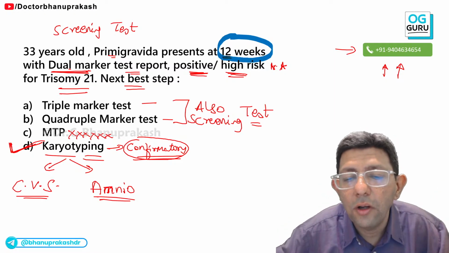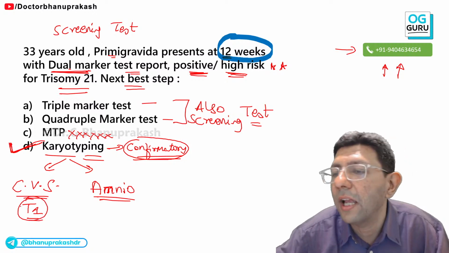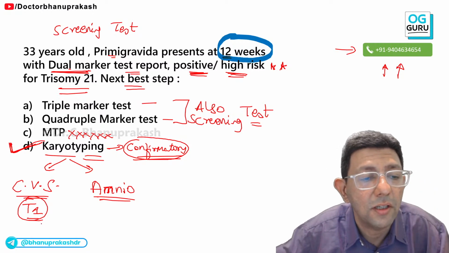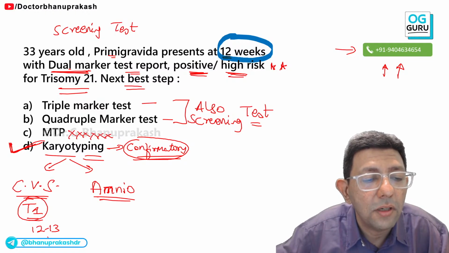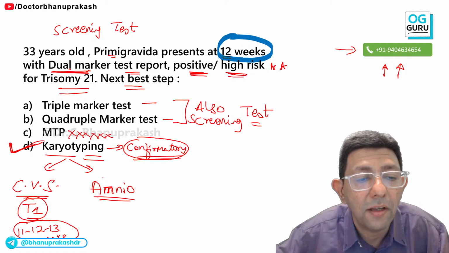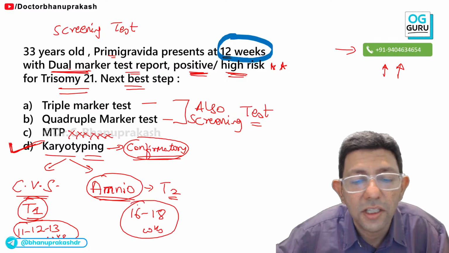that chorionic villus sampling is done in the first trimester, around 11 to 13 weeks. 12 to 13 weeks is what you keep in mind. It's after 10 completed weeks. So at 11 to 12 to 13 weeks I do the chorionic villus sampling, and amniocentesis is done in the second trimester, 16 to 18 weeks of gestation.